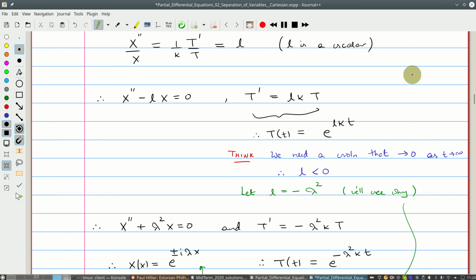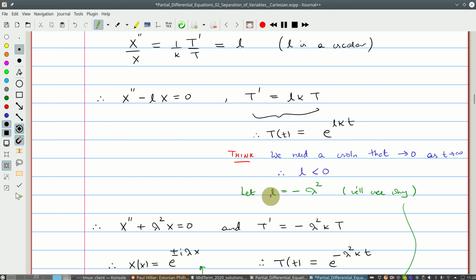Now, we have been asked to find solutions that tend to 0 as time goes to infinity, which means that L must be less than 0. If L is equal to 0, we have T prime equal to 0, so the time part is a constant, it doesn't go to 0. If L is greater than 0, then this just exponentially increases. So we have to have L less than 0.